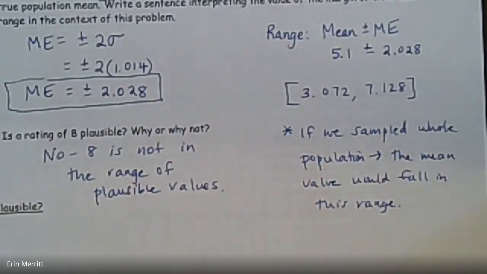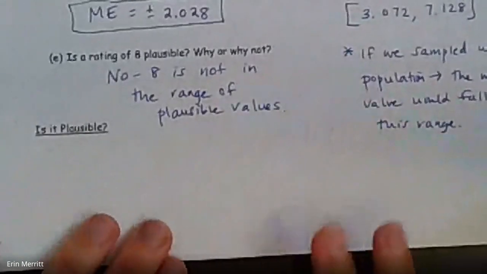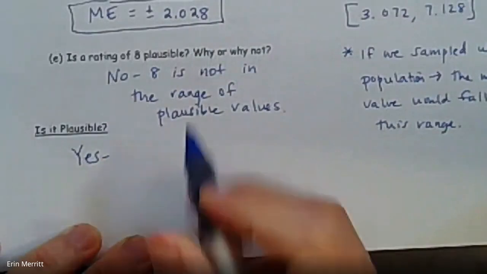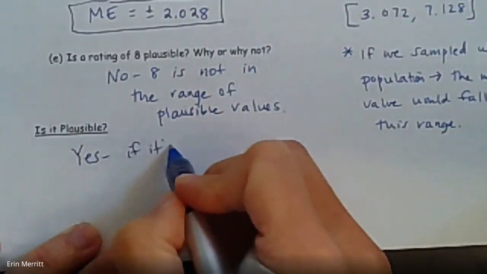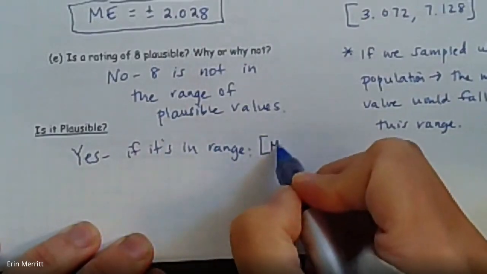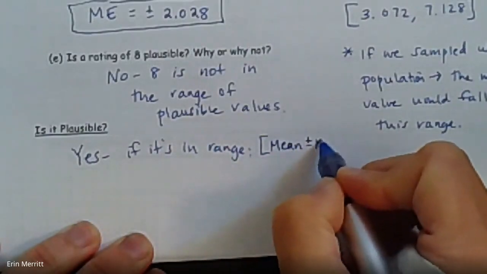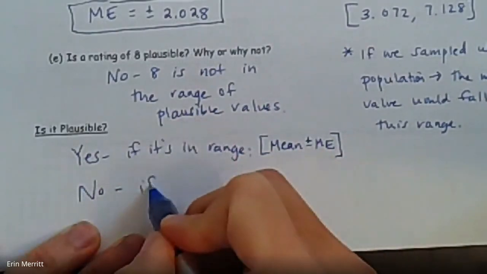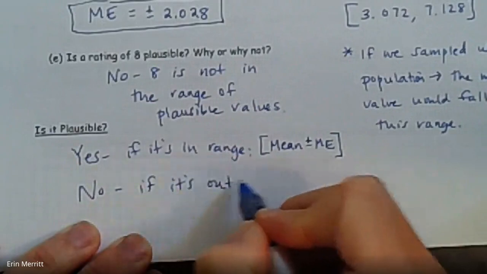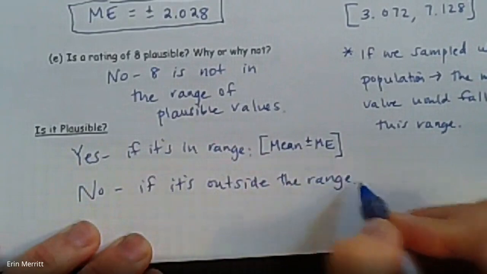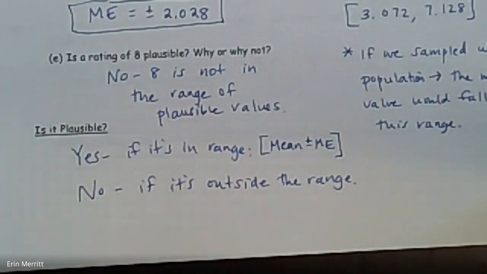Okay. So when it says, is it plausible? Simply answer yes if it's in the range, and again, that's the mean plus or minus the margin of error. And then no, if it's not in the range. So that part's pretty simple. As long as you can calculate it, then it's just, yep, it's in, or nope, it's not.